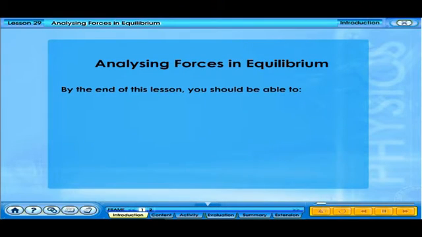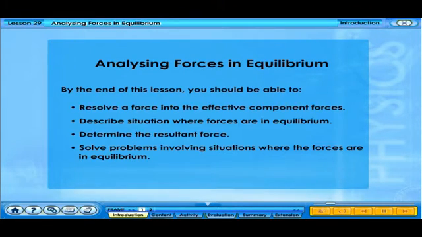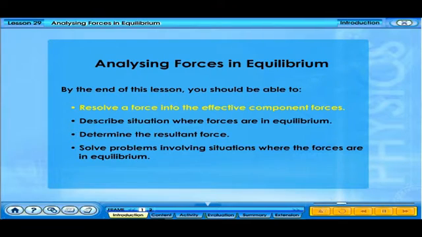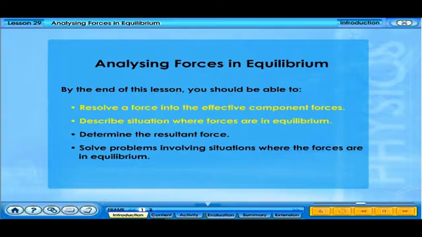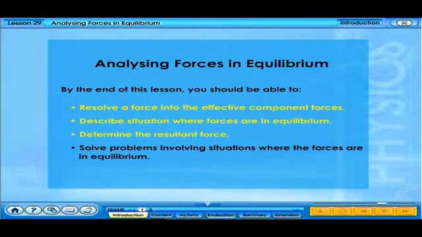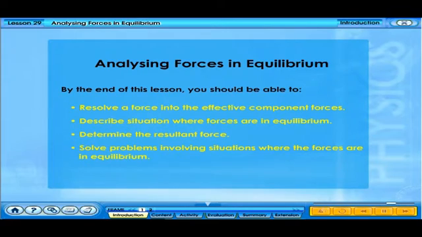By the end of this lesson, you should be able to resolve a force into the effective component forces, describe situations where forces are in equilibrium, determine the resultant force, and solve problems involving situations where the forces are in equilibrium.